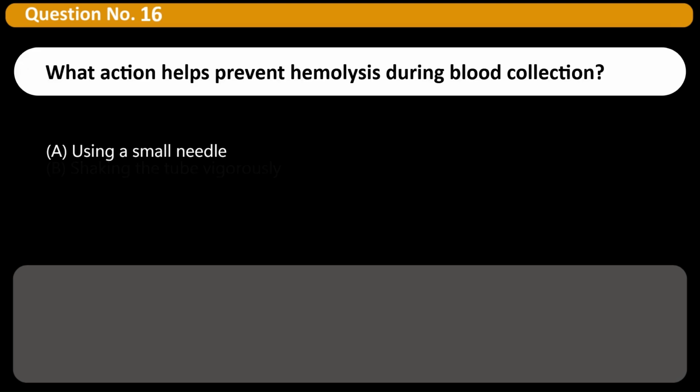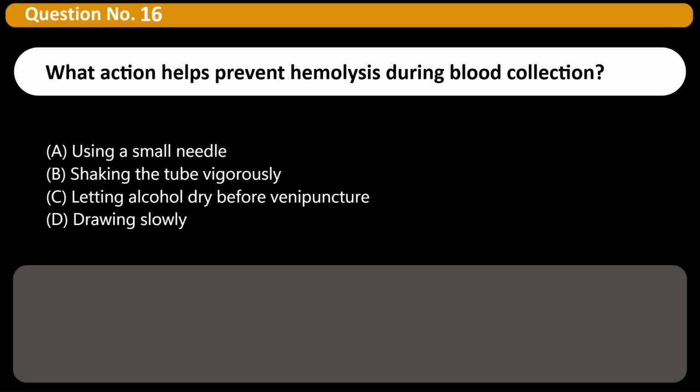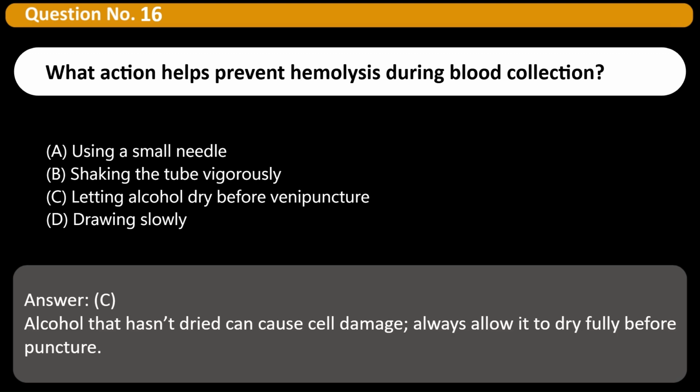What action helps prevent hemolysis during blood collection? A. Using a small needle. B. Shaking the tube vigorously. C. Letting alcohol dry before venipuncture. D. Drawing slowly. Answer: C. Alcohol that hasn't dried can cause cell damage. Always allow it to dry fully before puncture.